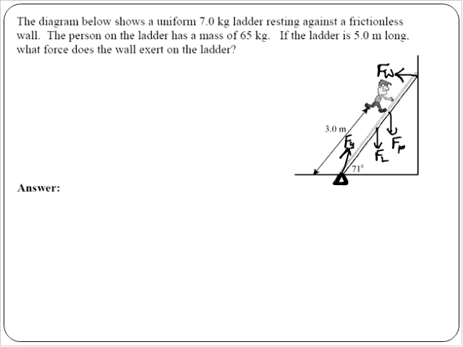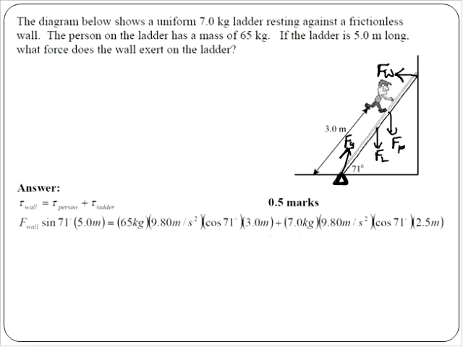So we do our clockwise equals counterclockwise. So the wall itself is the counterclockwise torque, and the ladder and the person are the two clockwise torques. So they go together. We plug your numbers in. Now, you got to be careful with angles here. You'll notice that they used sine of 71 for the wall because the angle at the bottom here was 71 degrees, which means this angle up here is the same. Now, then you'll notice that they went cosine 71.